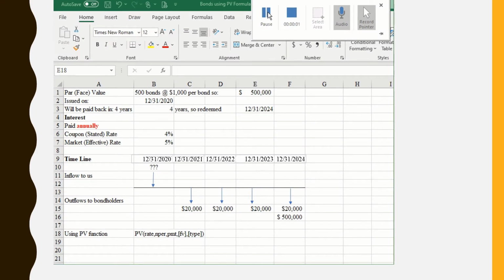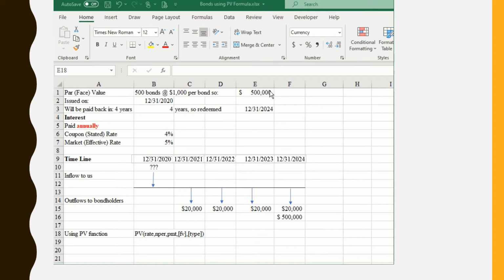Let's price that bond. It's a $500,000, 4 years. Coupon is 4%, market is 5%. So if we think about our timeline, we're going to pay interest of $20,000 every year, which is the 4% times the $500,000. As we said before, once you figure out your interest payments, you don't ever use that coupon rate again. So I'm putting a big old X through it.